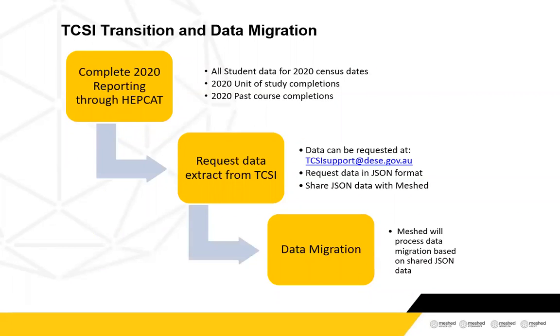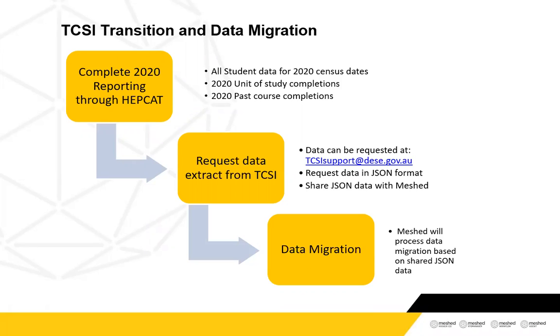So to get this feature available and enabled on your Mesh platform, first you have to complete three basic steps. First, you need to make sure that you have completed your 2020 reporting through HepCat. If that is done, you can request your TCSI data in JSON format from the TCSI team. Once you receive that data from the TCSI team, you can share it with Mesh group so we can do your TCSI data migration, which will be conducted as a separate project.